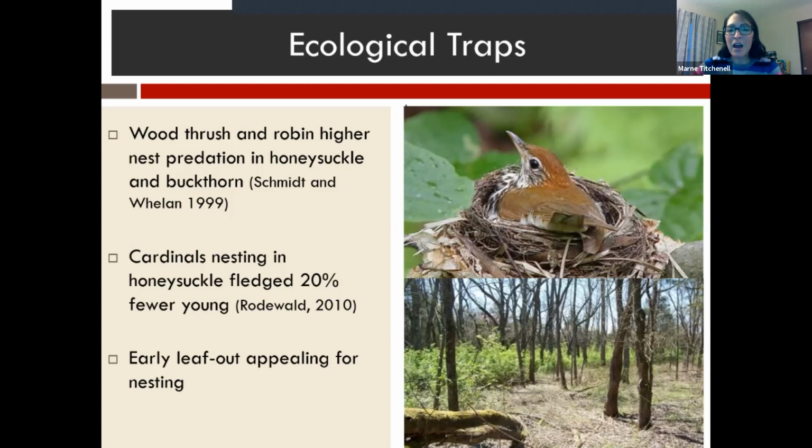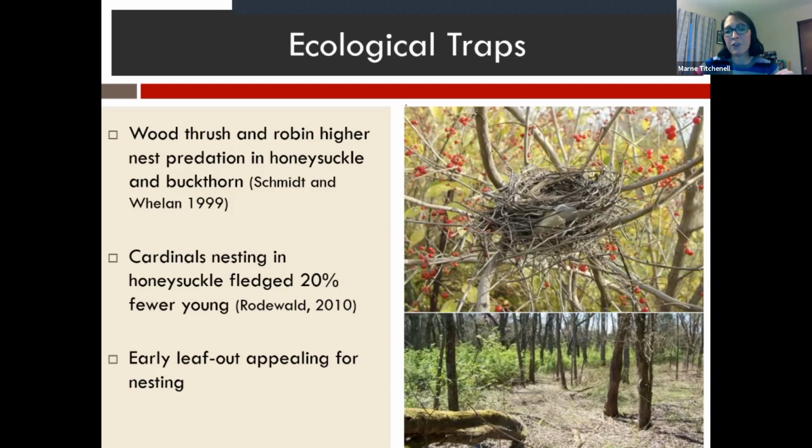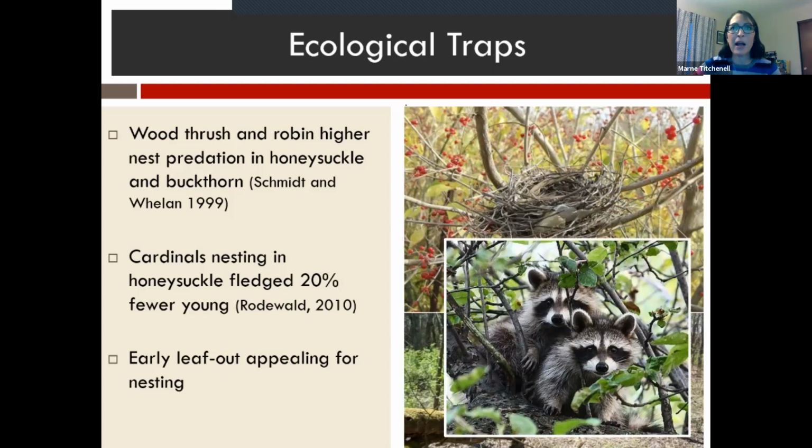Well, now picture that some of you are robins, some of you are wood thrush, and you're all thinking the same thing. So what ends up happening is that a high concentration of nests end up in invasive shrubs in the early part of the year, which then makes it very easy for nest predators, for example, raccoons, to clue in and raid those nests. Okay, so that's why we see research results like that.